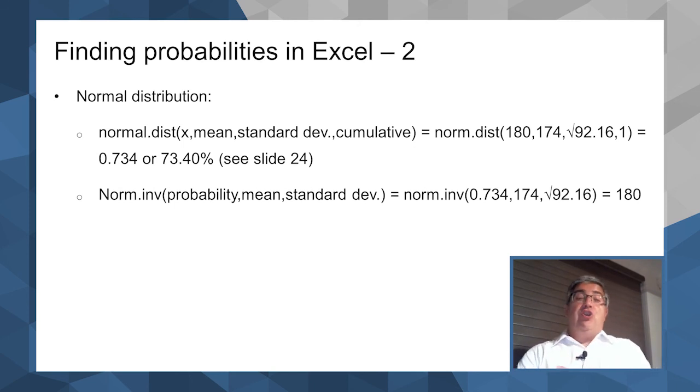In this case we can use the information we have. The probability, in this case the probability indicates the proportion of the population that is below a certain number. So because we know in this case we could look, if we look to calculate what is the height below which we have 73.4% of the population, the mean was 174 and the standard deviation was 92.16, we get to 180 centimeters.